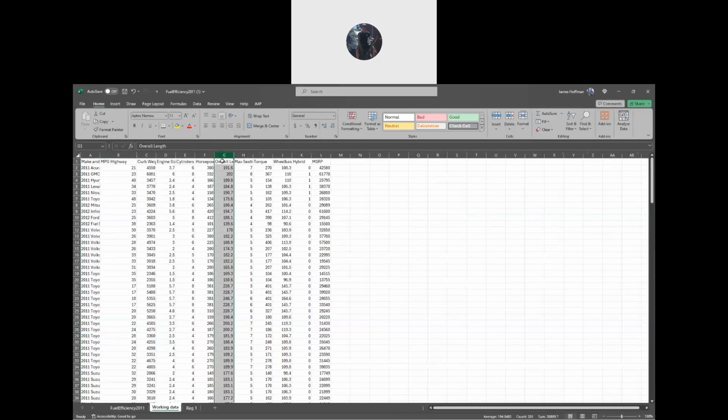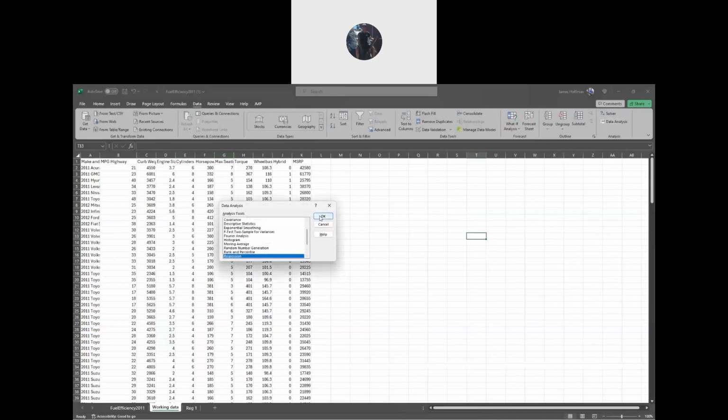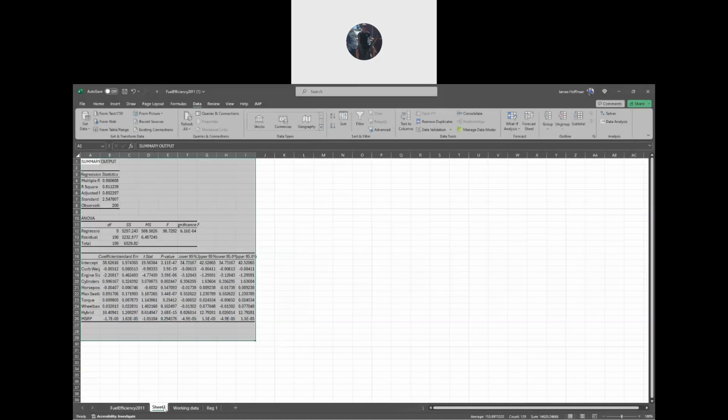Take out overall length. Delete. Run it again. And really, all you have to do is change the one letter, right? So the new Y range is B1 to B201, and C1 to K201. Okay, here's round two.